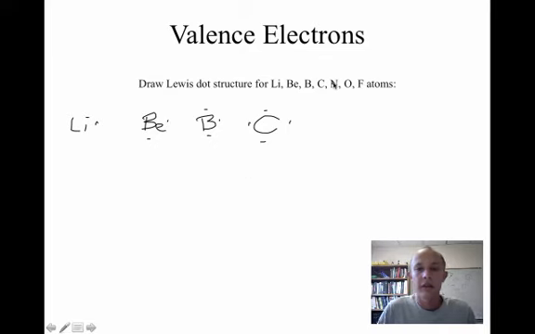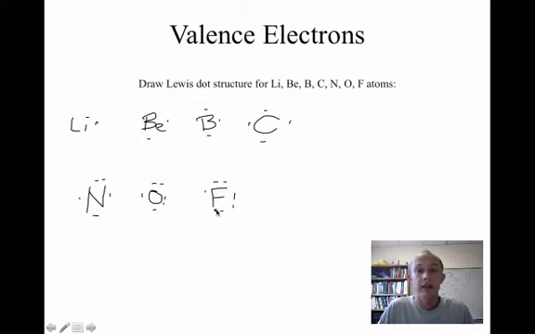When we get to nitrogen, we have 5 valence electrons, and then we need to start pairing those. So in nitrogen, you're going to have 1, 2, 3, 4, 5. So you have a lone pair of electrons and 3 unpaired electrons. In oxygen, you have 1, 2, 3, 4, 5, 6. So you have 2 lone pairs of electrons and 2 unpaired electrons. And finally, for fluorine, you have 7 valence electrons, 1, 2, 3, 4, 5, 6, 7. Notice now you have one unpaired electron and 3 lone pairs of electrons.